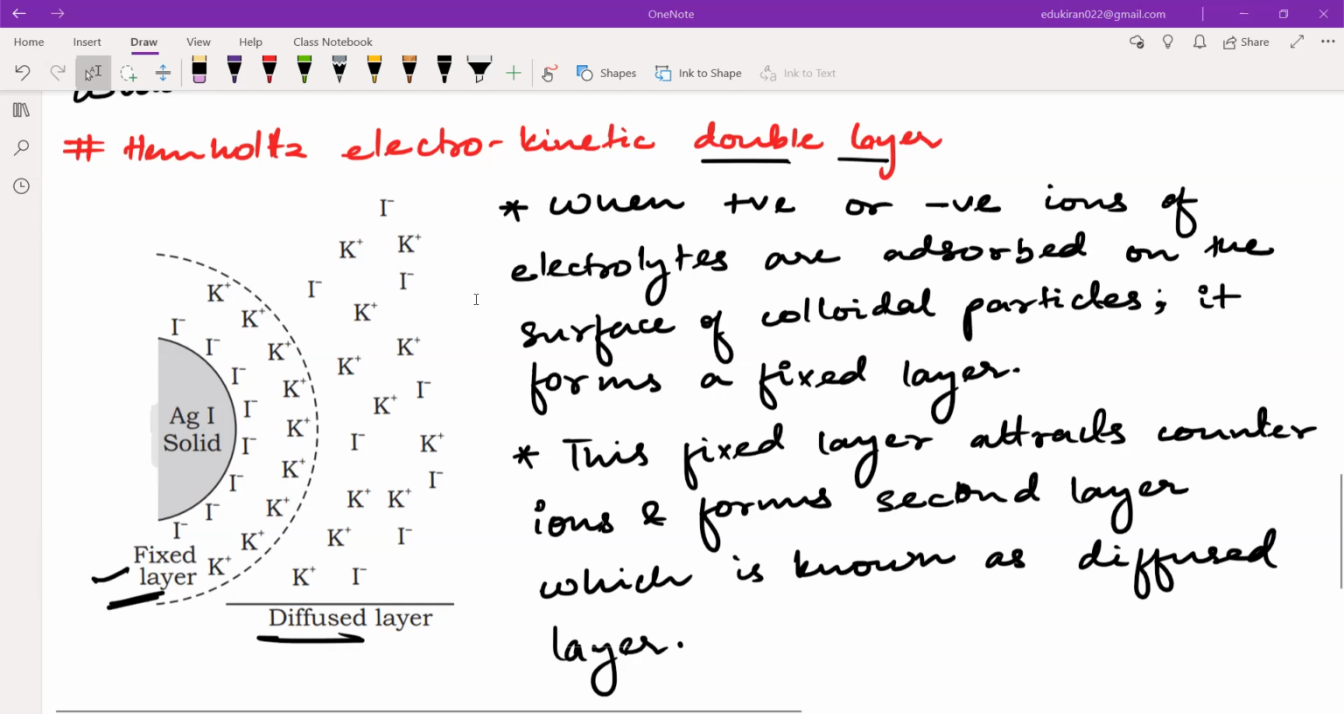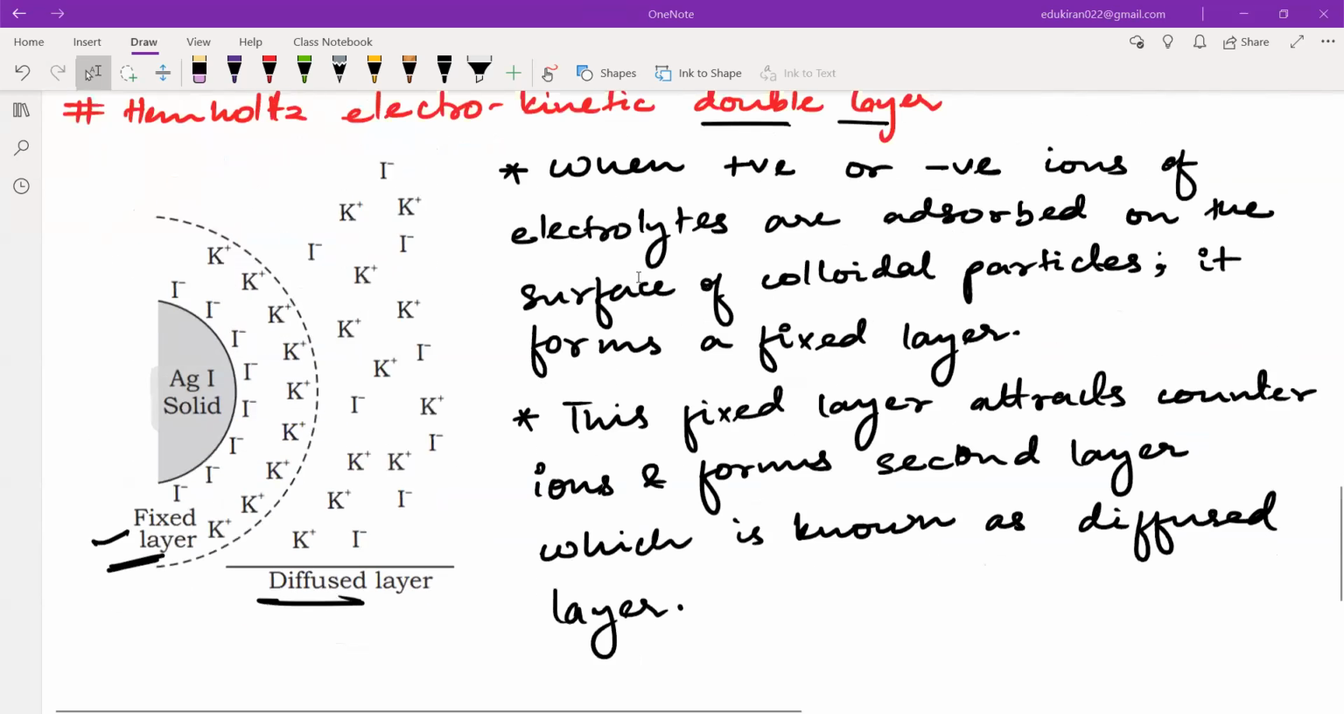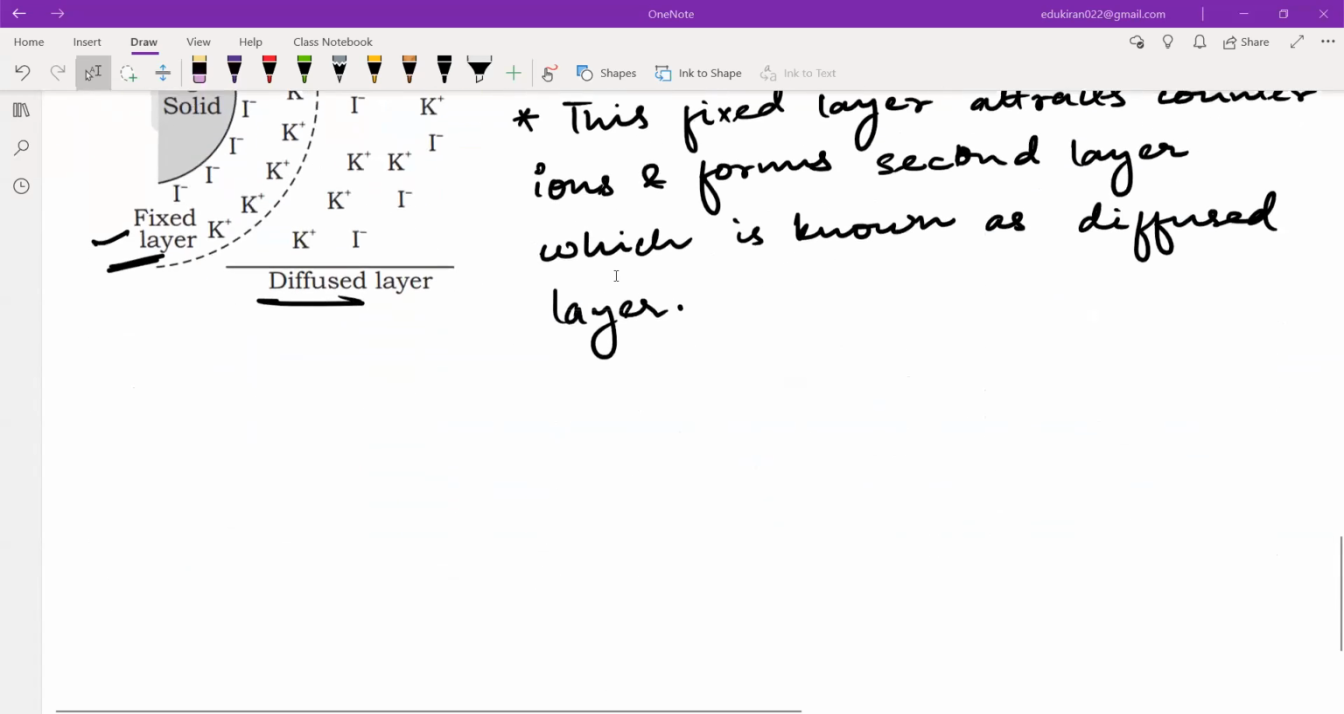Yes, sir. Okay. Now, since you are in 12th standard, you know, if there is positive charge and negative charge, there will be a potential developed between these two, right? If positive and negative charge are separated by a distance, there will be a potential developed between them. Yes or no, guys? Yes, sir. Right. So since we have a negative charge here and a positive charge here, there will be a potential developed, and this is known as a zeta potential.